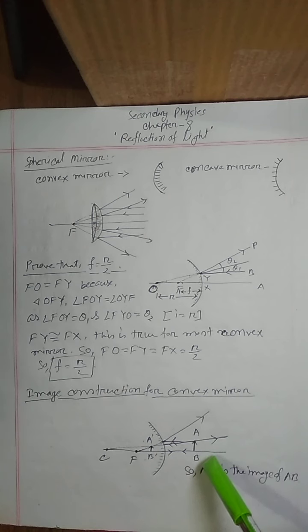Comparing with the image formed by a plane mirror, we can see that the position of the image will be between the focus and the pole. So the further the object is from the mirror, the closer the image is to the focus. The image is virtual, upright, and small, and the further the object moves from the mirror, the smaller the image becomes. That is the consequence for a convex mirror.